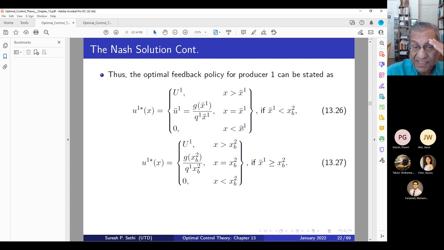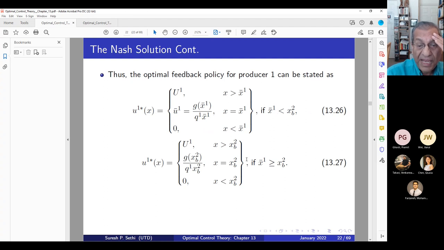If X is less than X1 bar, he will fish zero, just like in chapter 10, until the fish mass recovers to X bar one, and he will then just take this amount of fish and maintain X bar one. So that's a good condition for this guy.